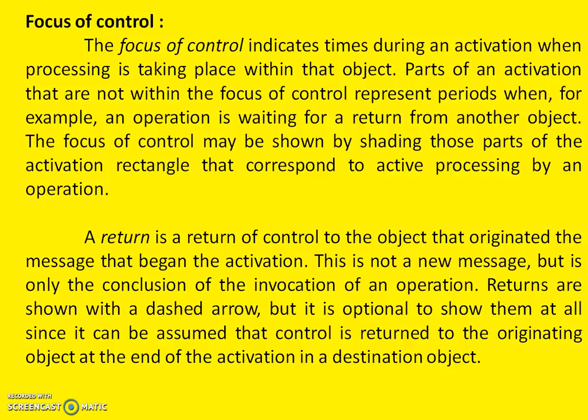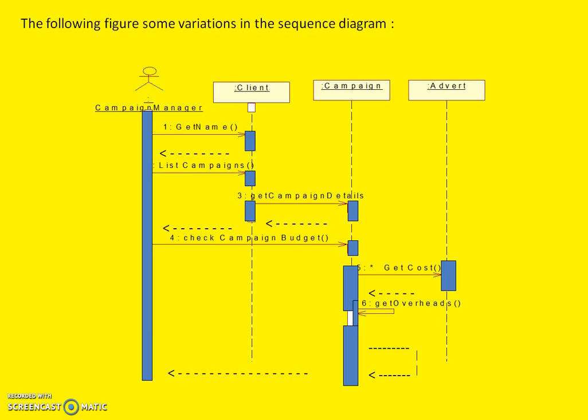A return is a control return to the object that originated the message that began the activation. This is not a new message, but only the conclusion of the invocation of an operation. Returns are shown with a dashed arrow, but it is optional to show them at all since it can be assumed that control is returned to the originating object at the end of the activation in a destination object.